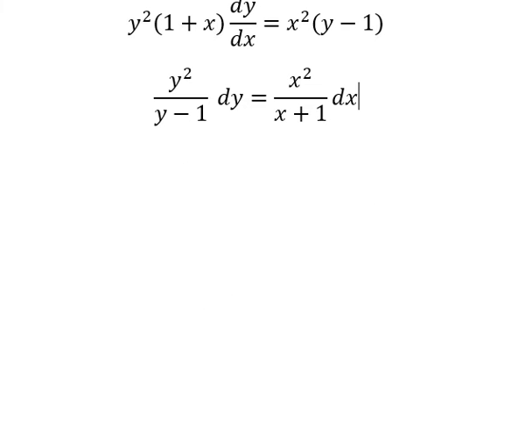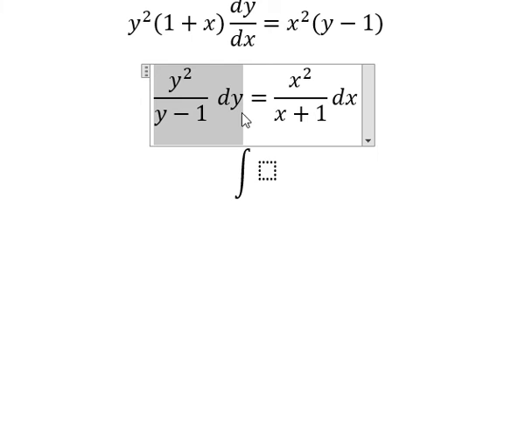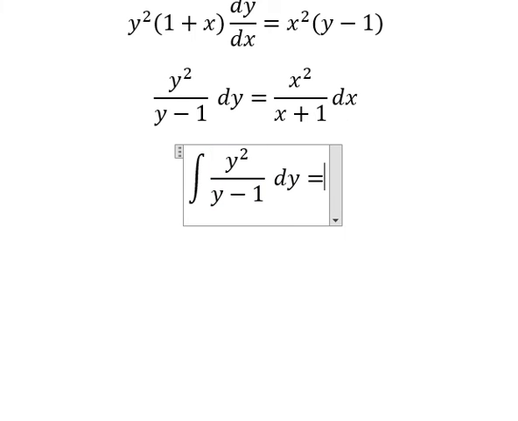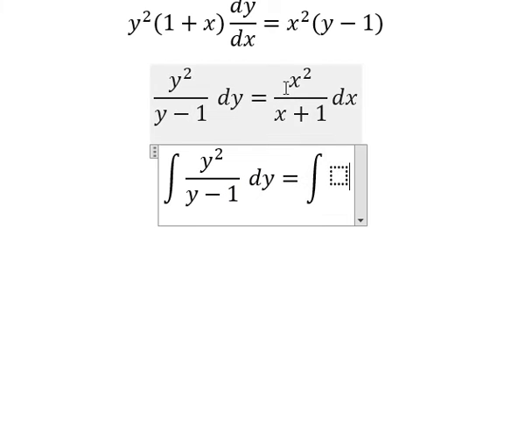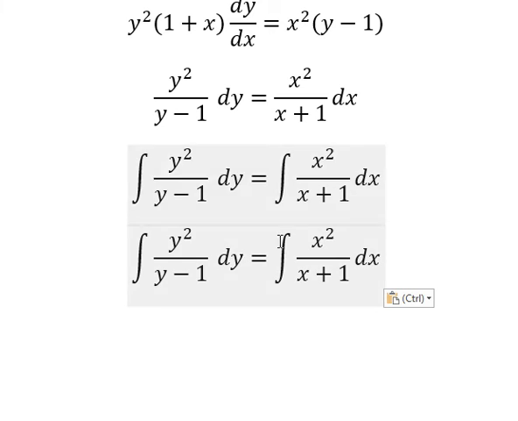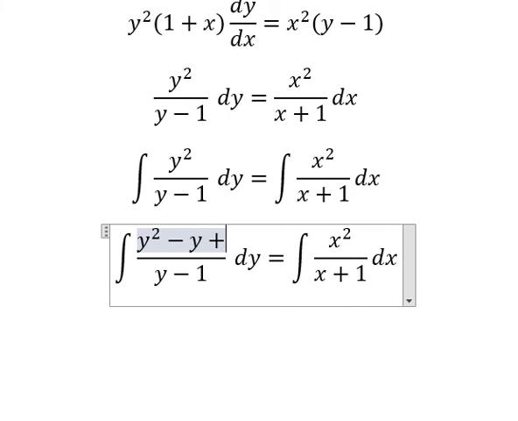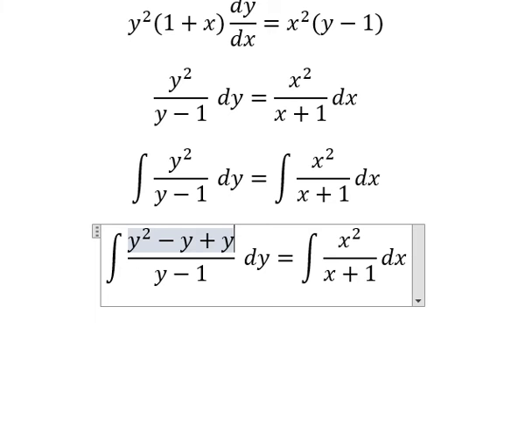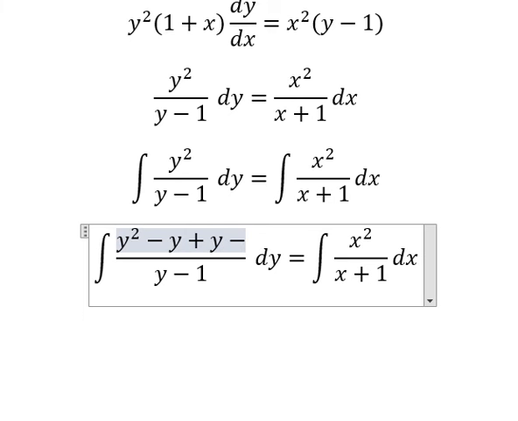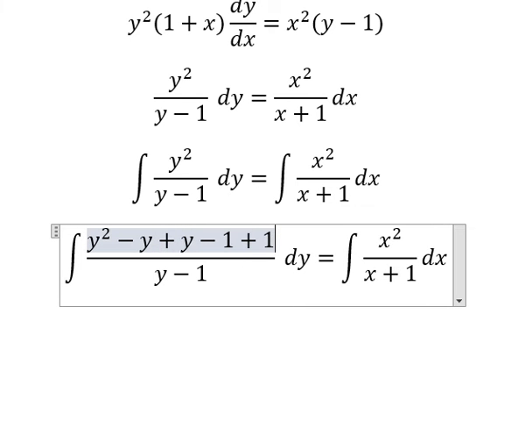Next, we put the integration for the both sides. So for this situation, I need to put about negative y. Later that we need to add about y. Next, I need to put about negative number 1. Later that we need to add back about positive number 1.